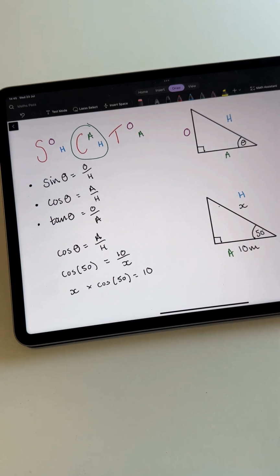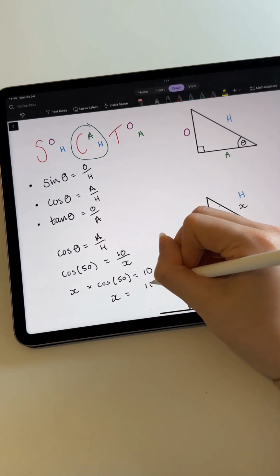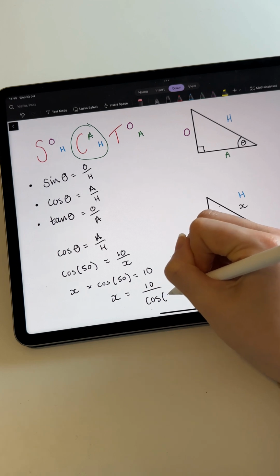And then we still want x on its own. It's currently being multiplied by cos of 50, so we're going to have to divide both sides by cos 50. That leaves us with just our x here, which we wanted, and we've got 10 divided by cos of 50 degrees.